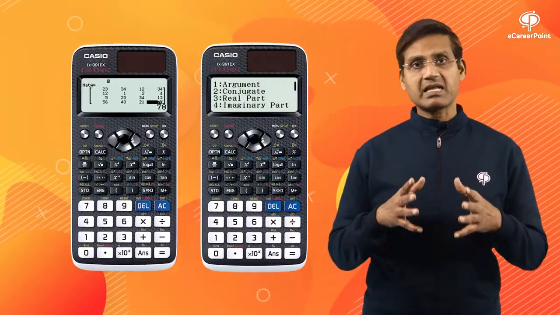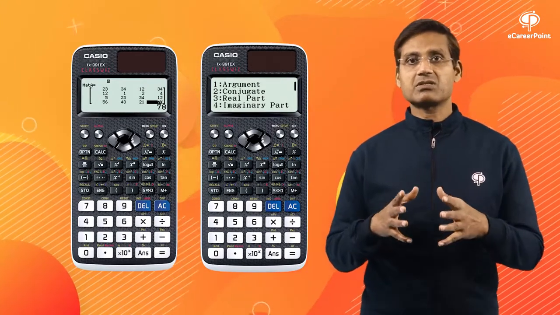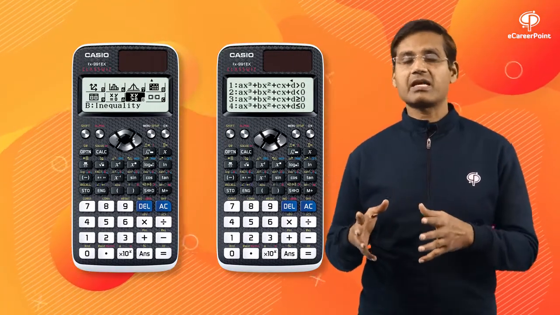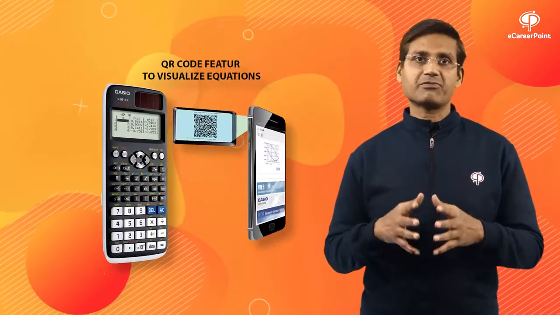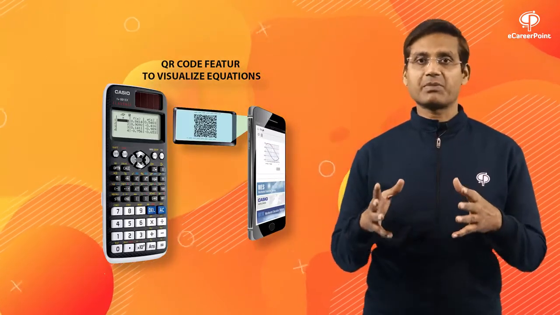FX991EX ClassWiz has all these basic functions, which are very much required for studies. You can even solve inequalities and polynomial equations using the FX991EX ClassWiz Casio calculator. This calculator has a very special feature of QR code generation, using which you can visualize graphs of polynomial expressions.